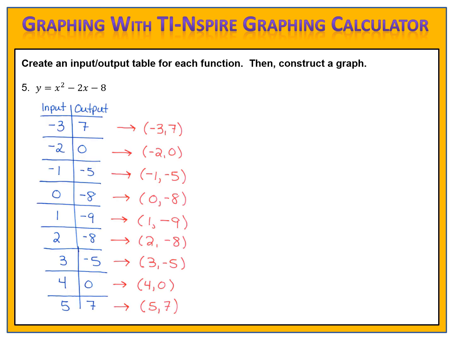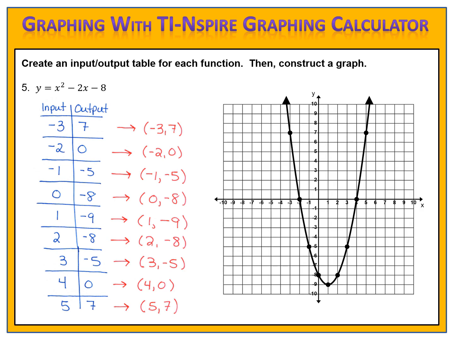Let's see how you did. We look at our input and output table. From the input and output table, I got the points (-3, 7), (-2, 0), (-1, -5), (0, -8), (1, -9), (2, -8), (3, -5), (4, 0), and (5, 7). I carefully plotted the points on the graph and then connected them with a nice curve. Don't forget to label your graph.